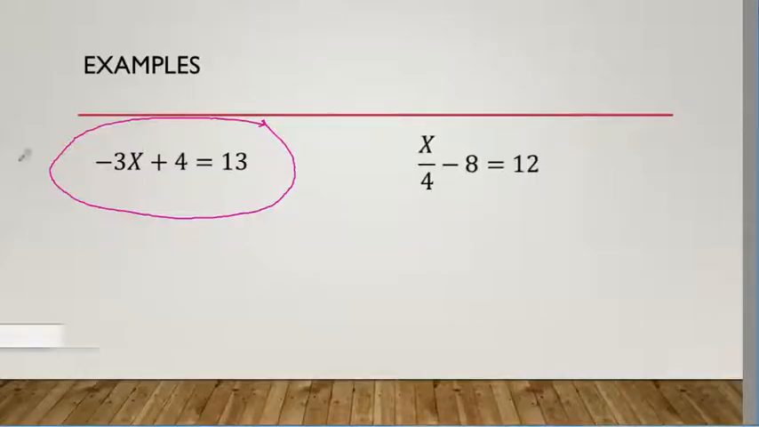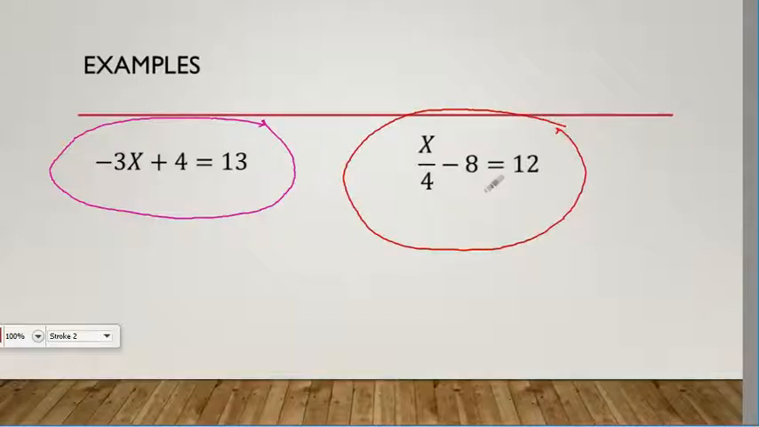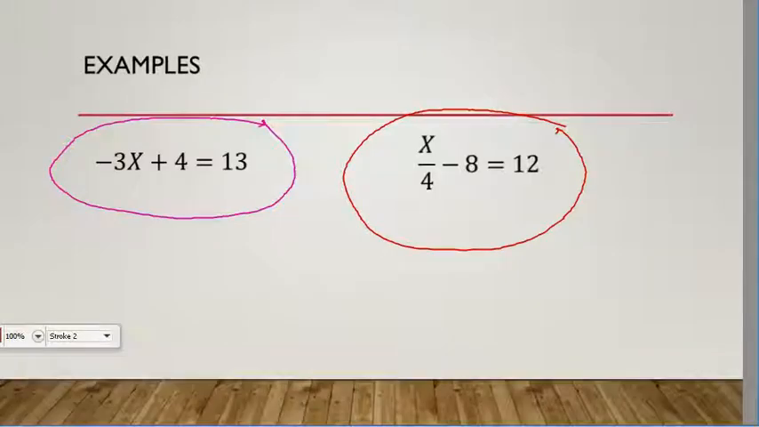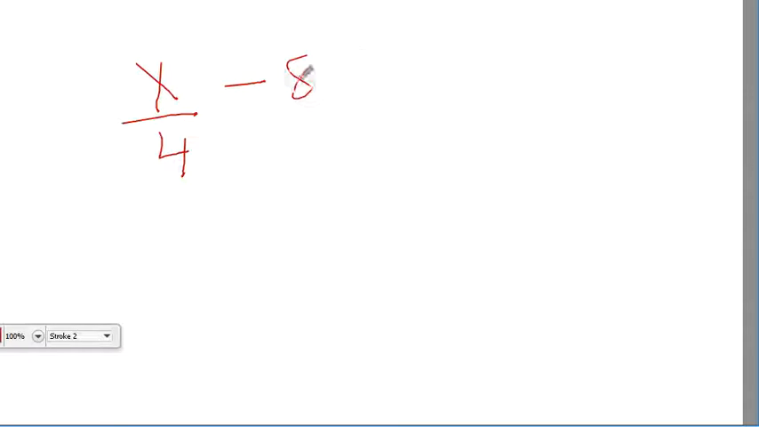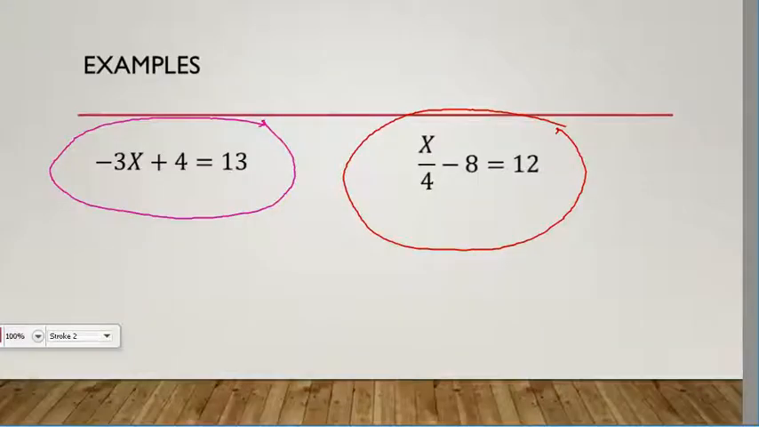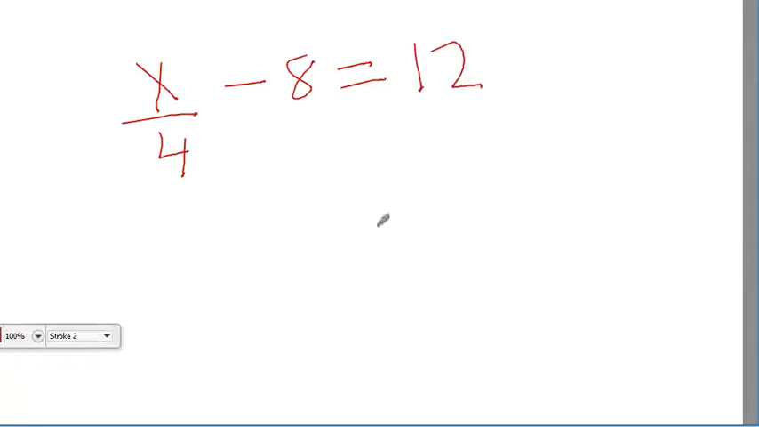Okay, so let's look at another example of a two-step equation. x divided by 4 minus 8 equals 18. So this is something that you haven't seen before. x divided by 4. But you can do this.